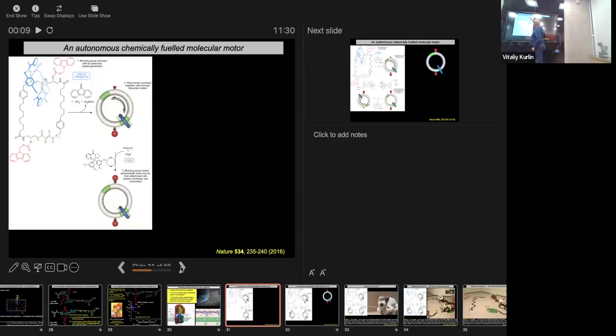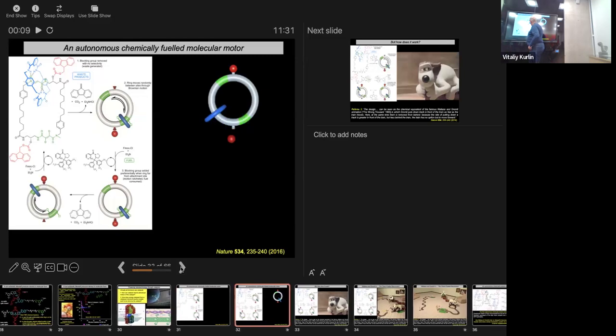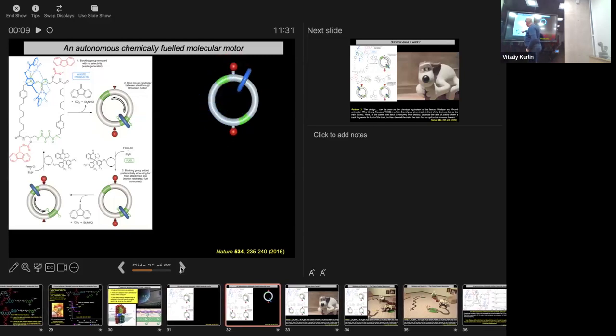So if this ring is here, it certainly hinders the attack of the fuel at this site. And so the restoring of that group happens quicker if the ring is further away. So it will tend to go here. And then if we remove the blocking group on this side, exactly the same thing will happen, and it will move directionally. So in this way, as long as you keep adding fuel so that it can replace this group that's coming off, then this little blue ring will rotate directionally around the larger ring.